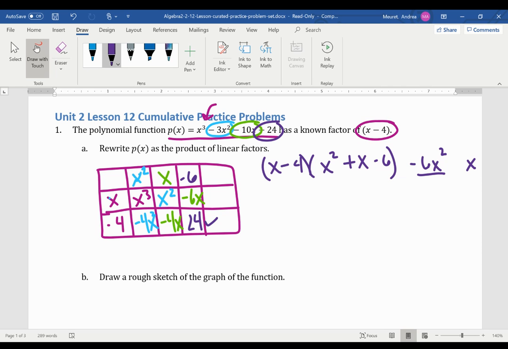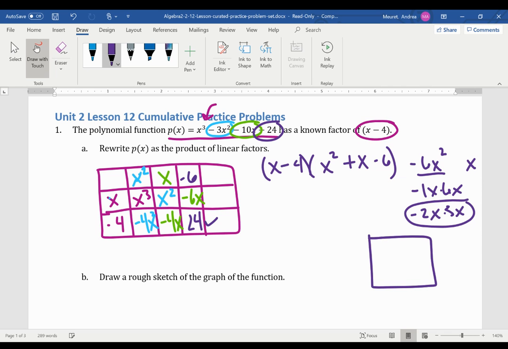So I know I could do negative 1x times 6x. That's too big. Negative 2x times 3x. Well, when I multiply those together, I get negative 6x squared, and when I add them together, I get x. So this is my factor, negative 2x times 3x. And so I should have made the box to begin with. I'm sorry about that.